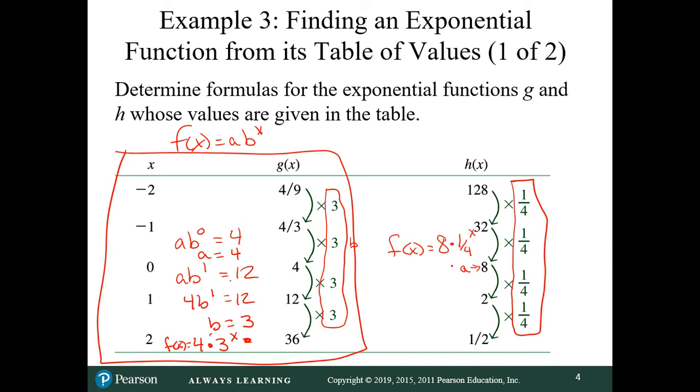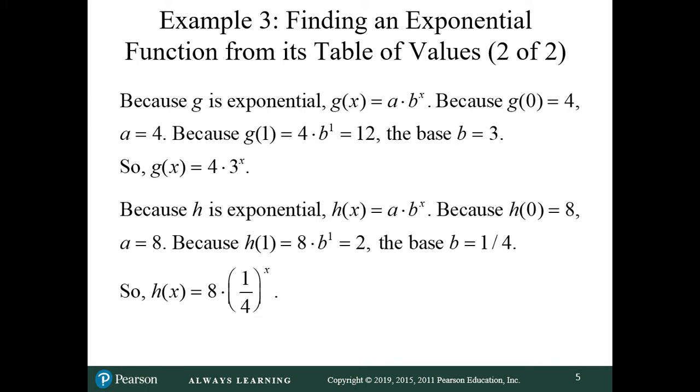Let's try that. 8 times 1 fourth to the 0 power is 8. 8 times 1 fourth to the first is 8 times 1 fourth, which is 2. 8 times 1 fourth to the second, 1 fourth to the second is 1 16th. 1 16th times 8 is 1 half. It works. So where a b to the x equals 0, you can find a. And then how much it changes, you can find b. And they just explained all that on this slide.